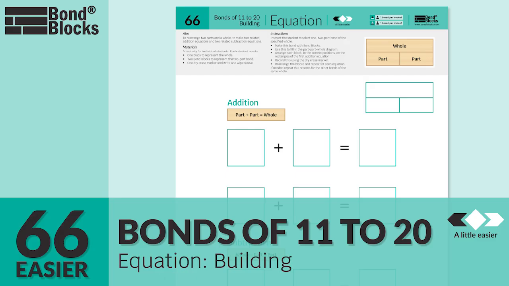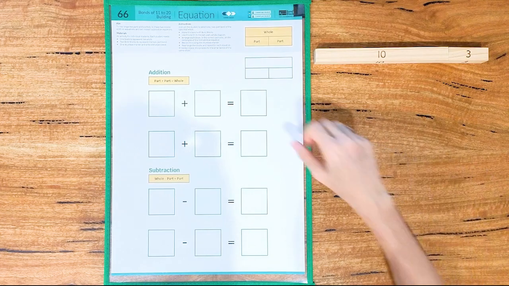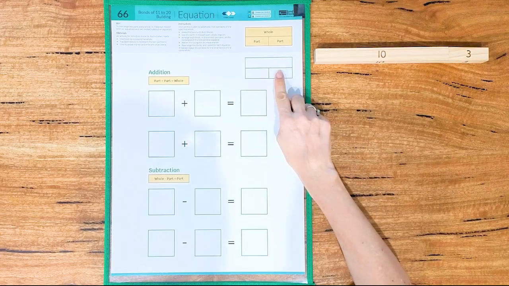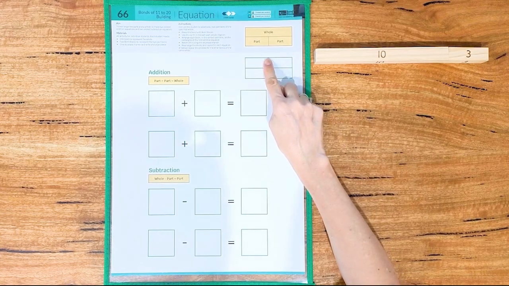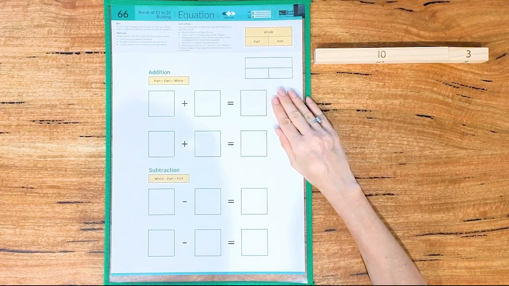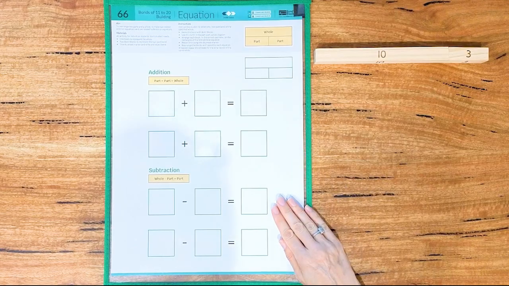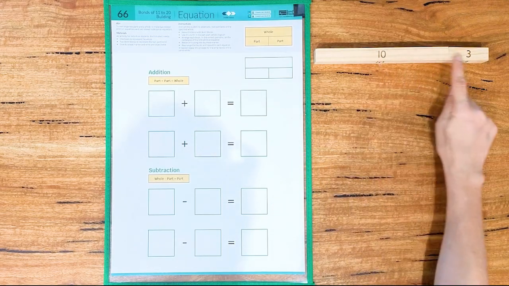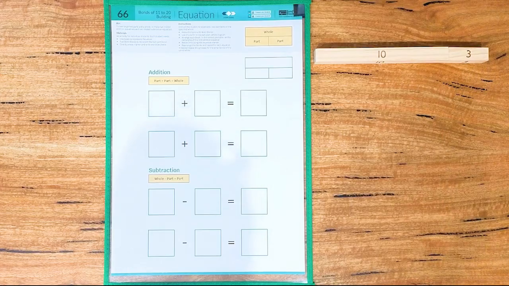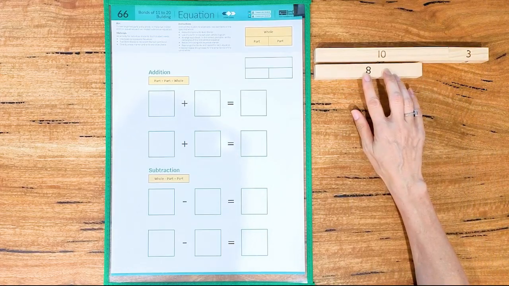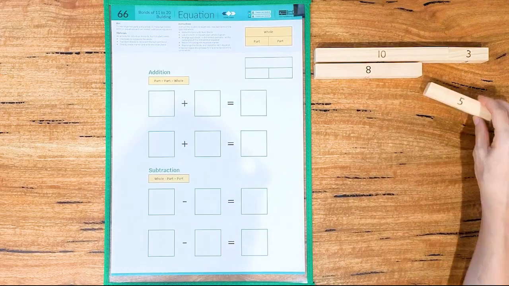Welcome to Activity 66, A Little Easier. In this activity, we will be using part, whole to write addition and related subtraction equations. I'm going to use the whole of 13 is equal to the parts of 8 and 5.